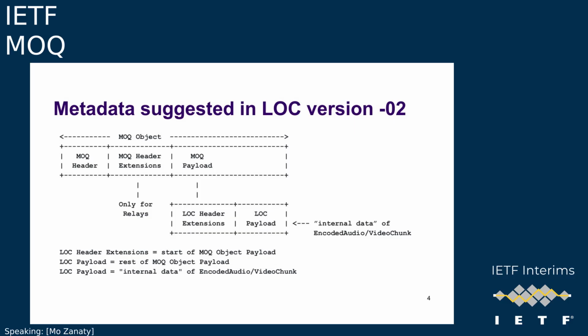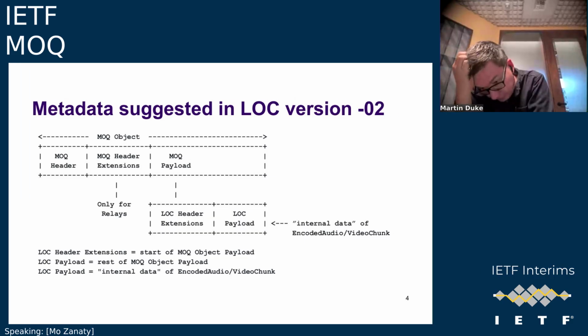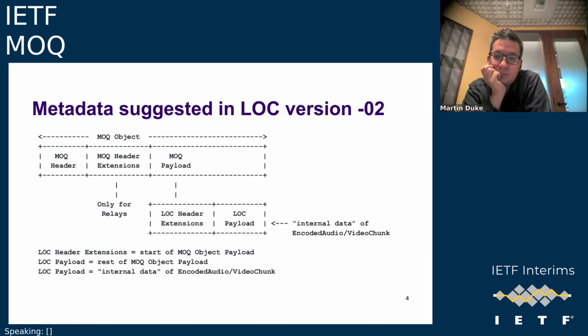Yeah, so my view on timestamps is that the media level timestamps will probably stay in LOC. I don't expect them to be the relay visible media level timestamps. We may have some other kind of timestamp that's relay visible, but I don't expect that the media level timestamps would move out of the LOC payload headers. I think people are going to still want those in there.